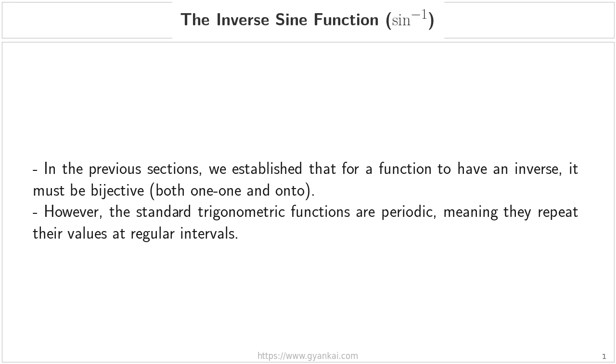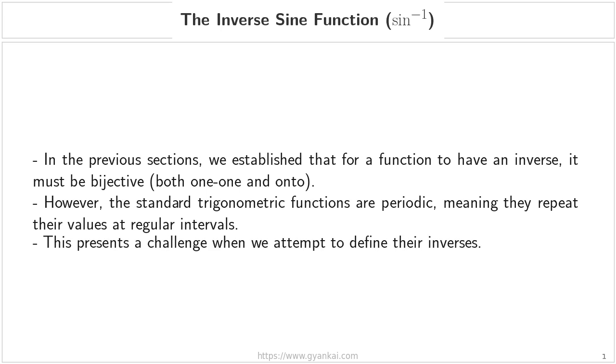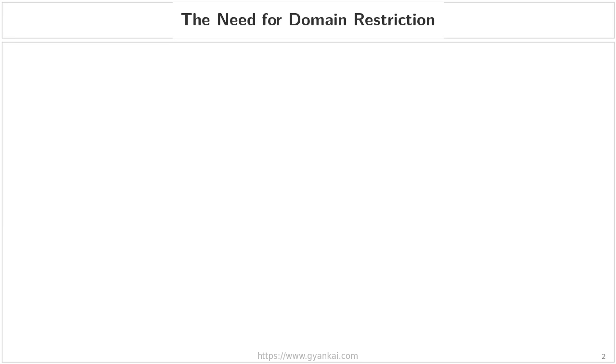These functions are periodic, which means they repeat their values at regular intervals. If you think about the graph of a sine wave, it goes up and down repeatedly, hitting the same values over and over again. This periodicity creates a challenge. Since the function is not one-to-one, meaning multiple different inputs can produce the same output, we cannot simply define an inverse for the function across its entire domain. Over the next few slides, we will discuss how we can overcome this obstacle by restricting the domain to a specific interval. The need for domain restriction.